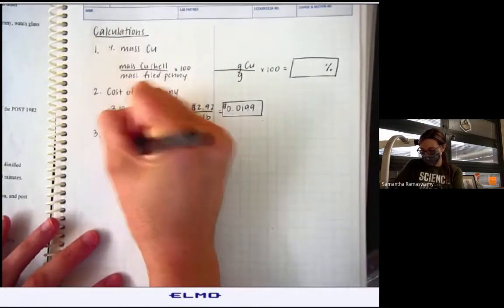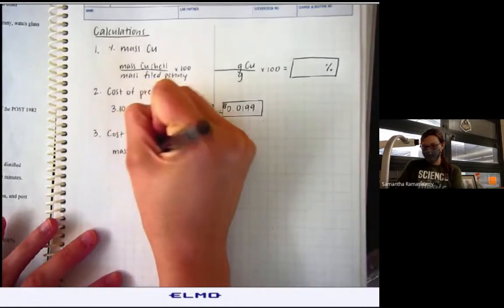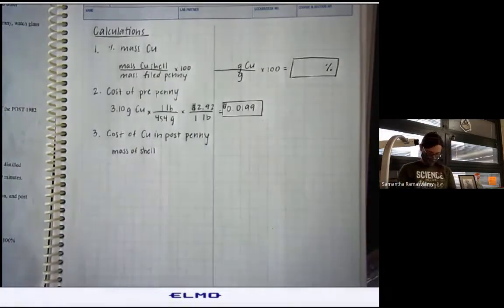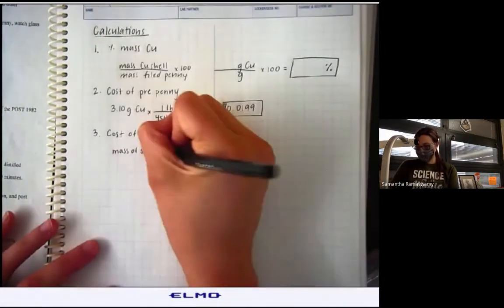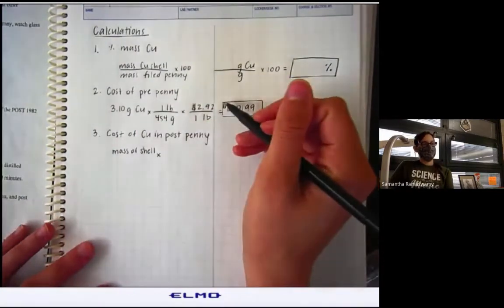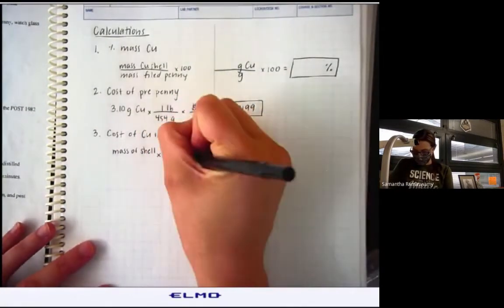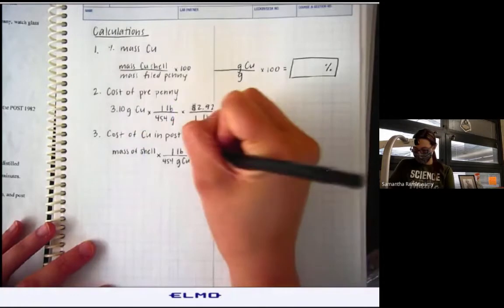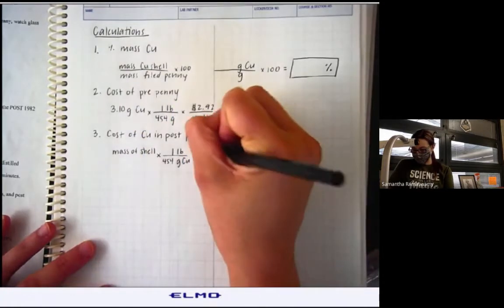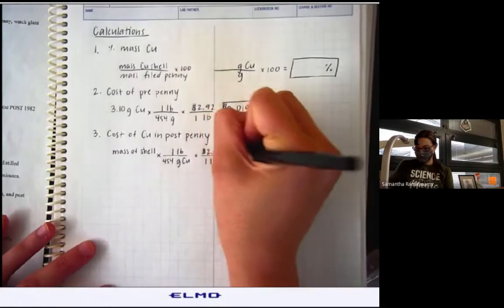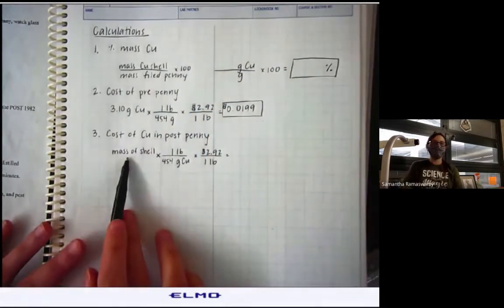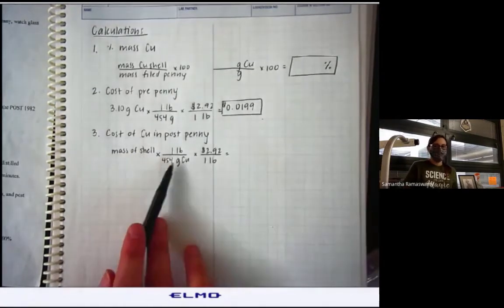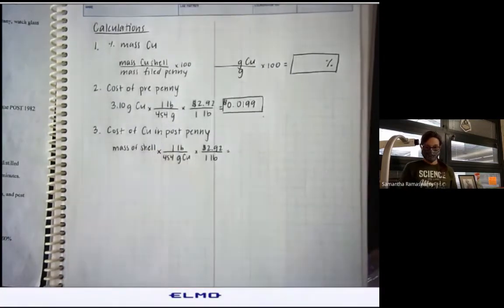So I'm going to put mass of shell, but I want you to put your data. So put in your mass of your copper shell. And then the calculation is going to pretty much look the same. We're going to convert from grams of copper to pounds, and then 1 pound costs $2.92. So again, take the mass of your copper shell, look back at your data and observations, go from grams to pounds, pounds to dollars.